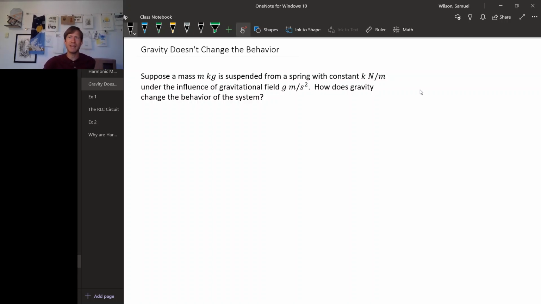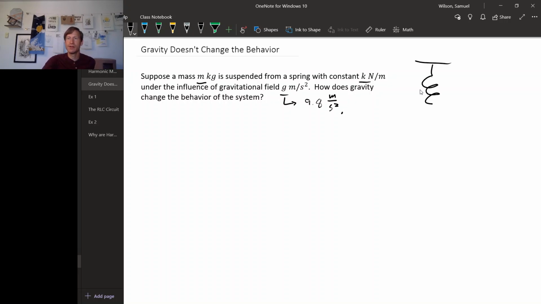So let's suppose that we have a mass that's m kilograms hanging from a spring that has spring constant k, so it's k newtons per meter, and we have some gravity. So the acceleration due to gravity is g meters per second squared. Near the surface of the Earth, this is about 9.8 meters per second squared. Okay, so let's see how gravity changes the situation.